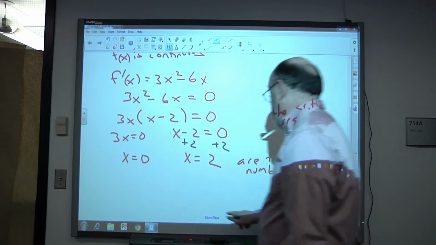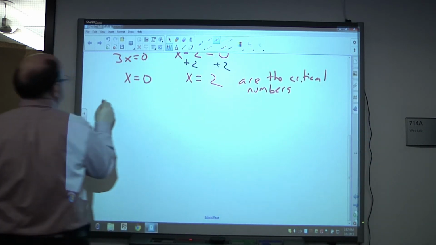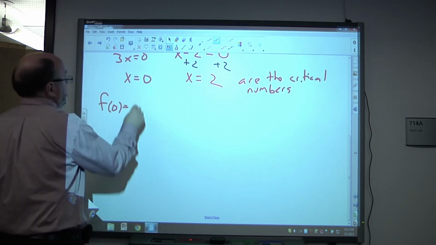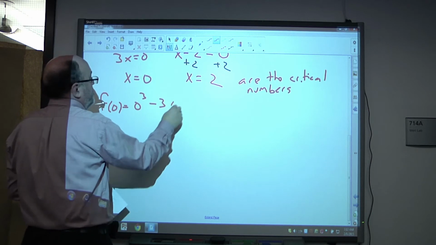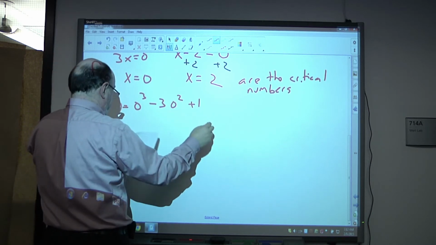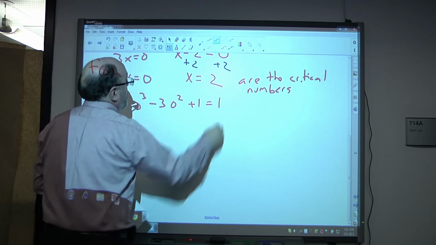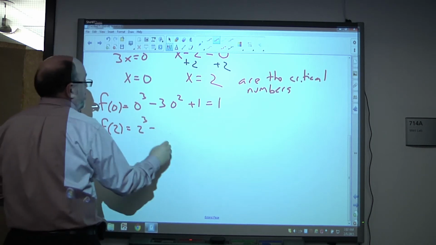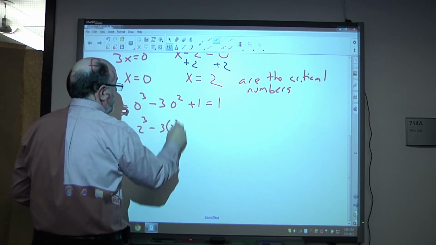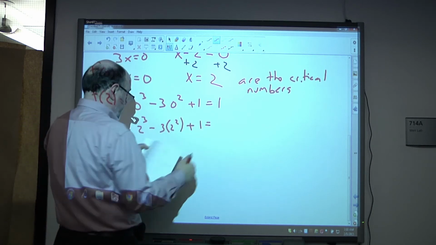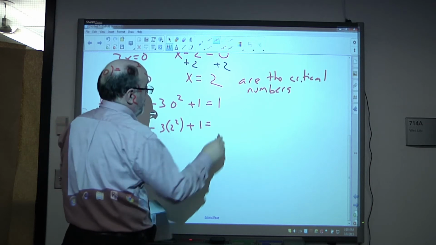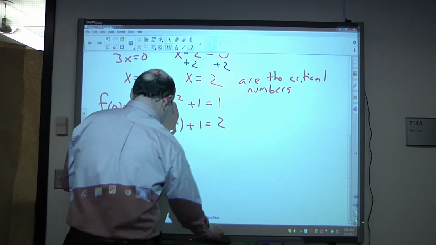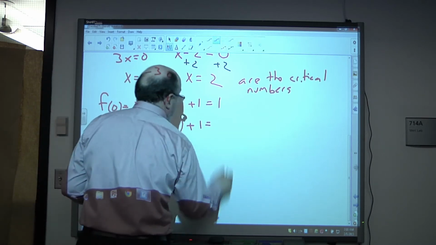And now we want to evaluate. So f of 0. This would be 0 cubed minus 3 times 0 squared plus 1, which will just give us 1. And then f of 2 would be 2 cubed minus 3 times 2 squared plus 1, which will be... Or sorry, not 2, negative 3. That's the wrong line. And that'll give us negative 3. Okay?